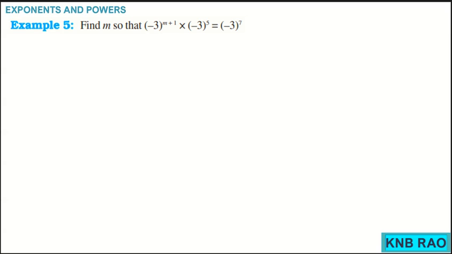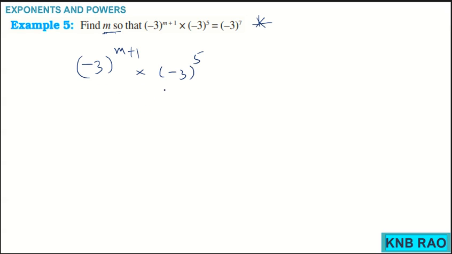So, coming to example number 5, find m when (-3)^m plus 1 into (-3)^5 is equal to (-3)^7. These questions are important. Find the value of m like this. Remember children, here (-3)^(m+1) into (-3)^5.